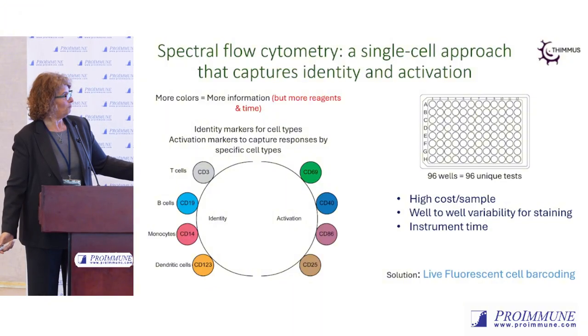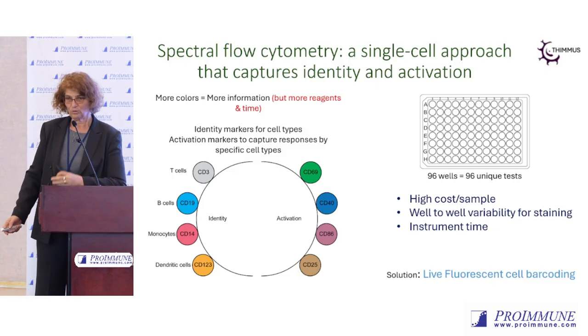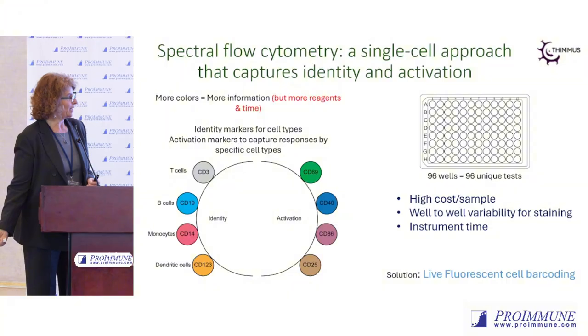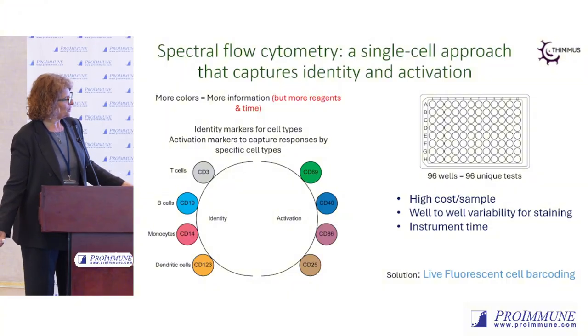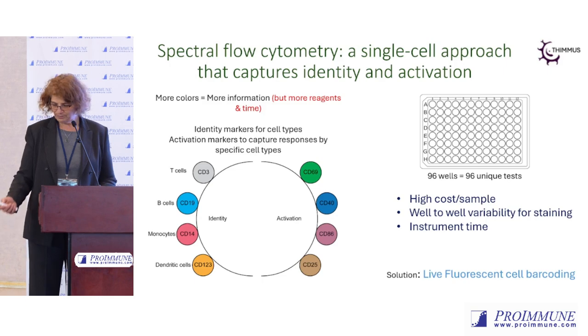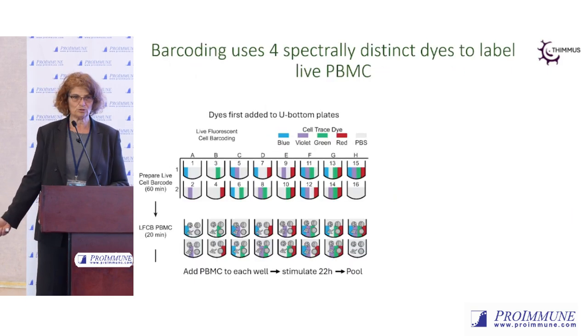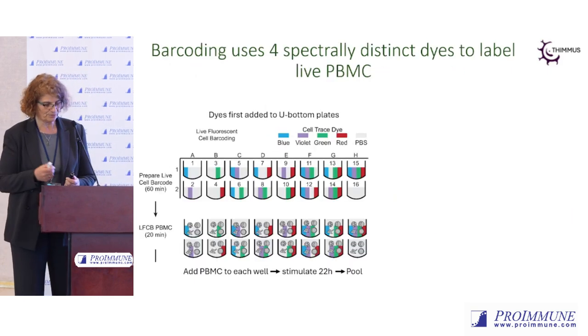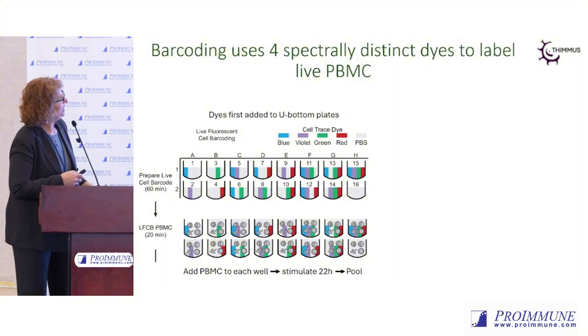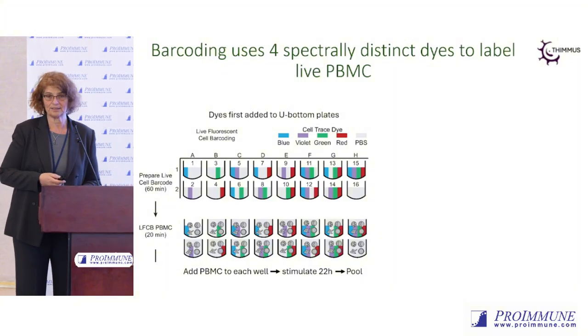And you want to do multiple wells because of the well-to-well variability of when you're staining, and all of that, it starts to add up. So we were concerned that this would be very high cost and high variability, which would reduce the effectiveness. And so what we came up with was the idea of barcoding the cells.